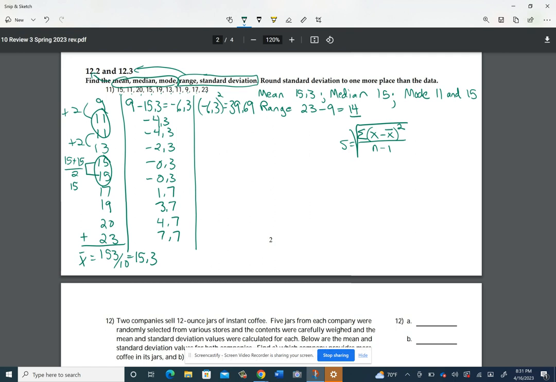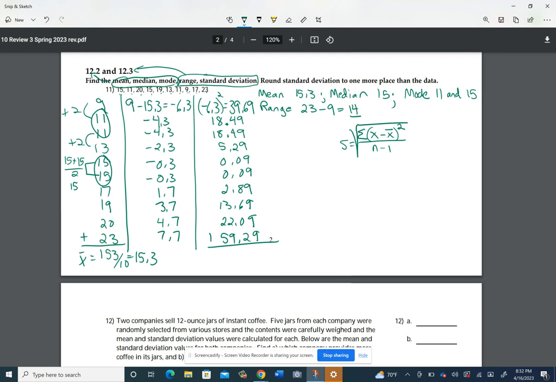Now you're going to come in and square each of those. All of these will be positive values. Negative 4.3 times itself is a positive 18.49. That'll happen twice. 2.3 squared, negative 2.3 times itself, is 5.29. 0.3 times itself, and that occurs twice. 1.7 would be 2.89. 3.7 squared, 13.69. 4.7, 22.09. And then 59.29 would be 7.7 squared.